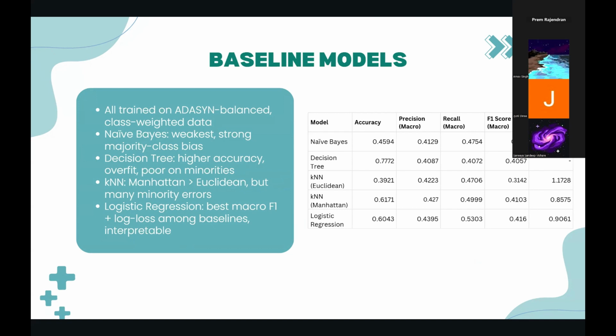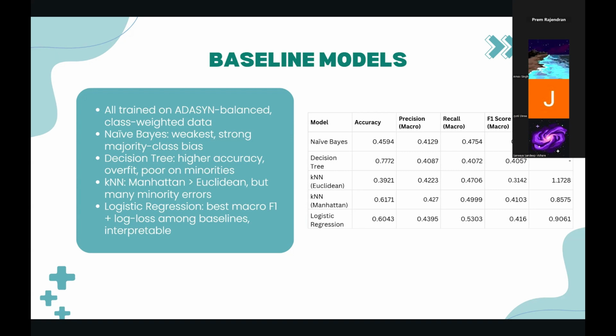Naive Bayes gave us the weakest performance overall. It had a low accuracy as well as a low macro F1 and tended to collapse onto the majority non-diabetic class. Decision trees improved accuracy but still struggled on the minority classes and showed signs of overfitting. The two KNN variants highlighted the impact of the distance metric, which showed us that the Manhattan distance actually outperformed the Euclidean distance in both accuracy as well as macro F1, but still both of them were misclassifying various diabetic and pre-diabetic respondents.